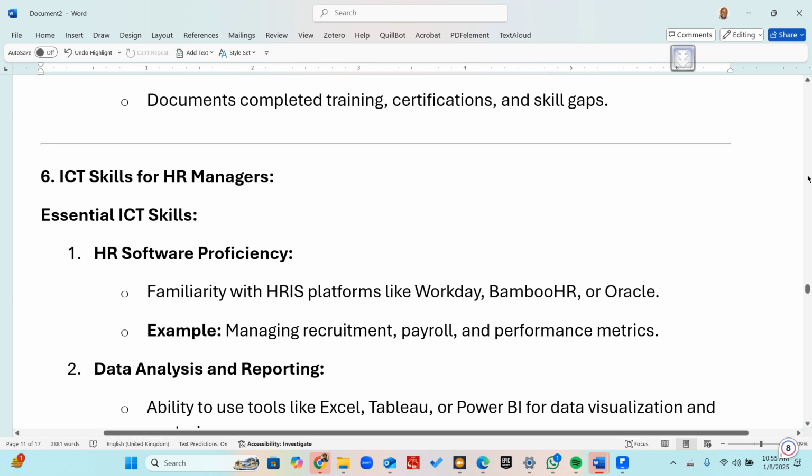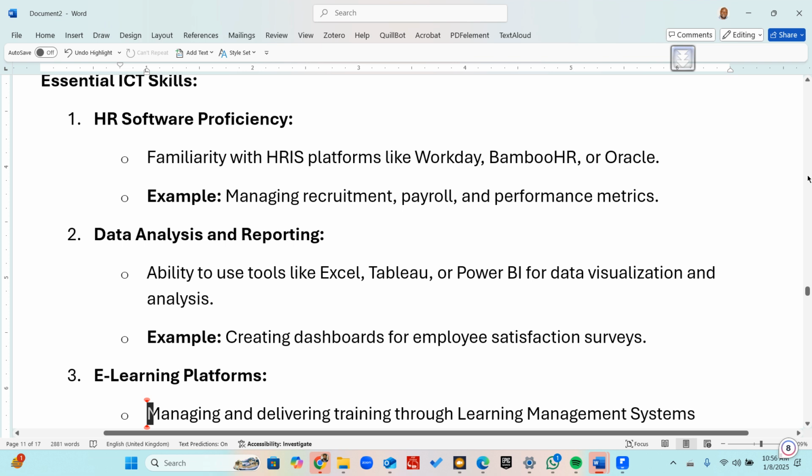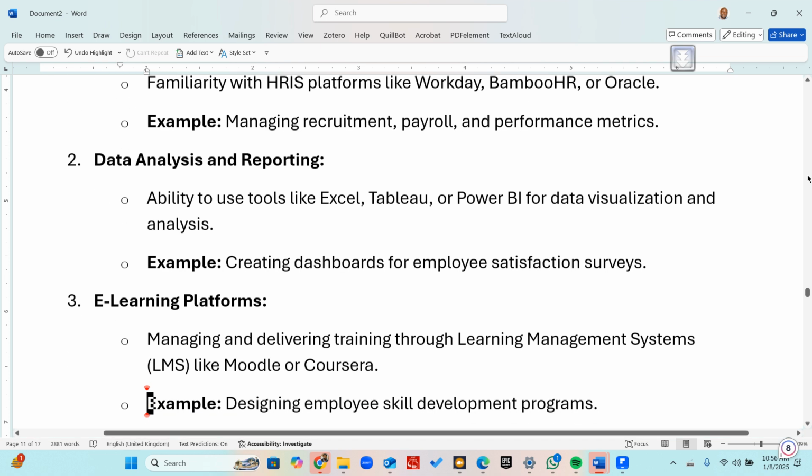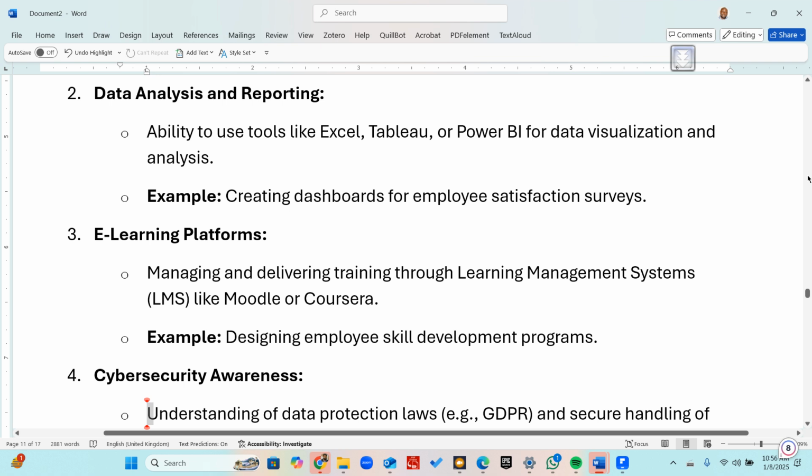ICT skills for HR managers. HR software proficiency: ability and familiarity with platforms like Workday, BambooHR and Oracle, managing recruitment, payroll, and performance metrics and other things. We have one, HR software proficiency. Two, we have data analysis and reporting: ability to use tools like Excel, Tableau, Power BI, data visualization and analysis, creating dashboards for employee satisfaction surveys. We have e-learning platforms: managing and delivering training through learning management systems like LMS, modules like Coursera and the rest. Example, designing employee skills and development programs.